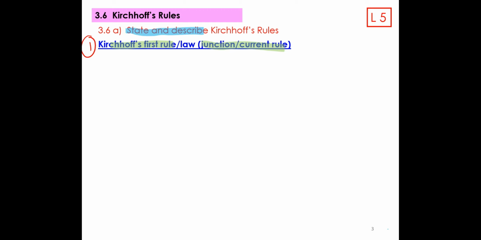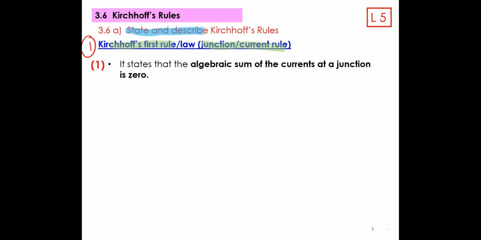For the first Kirchhoff's rule, we have 2 statements. The first one is the algebraic sum of the currents at any junction is 0. You can see it in mathematical equation: the total current is equal to 0 at any junction.